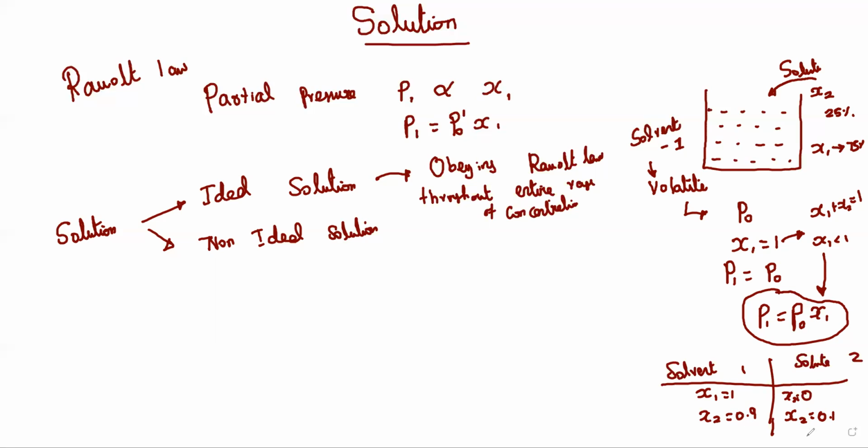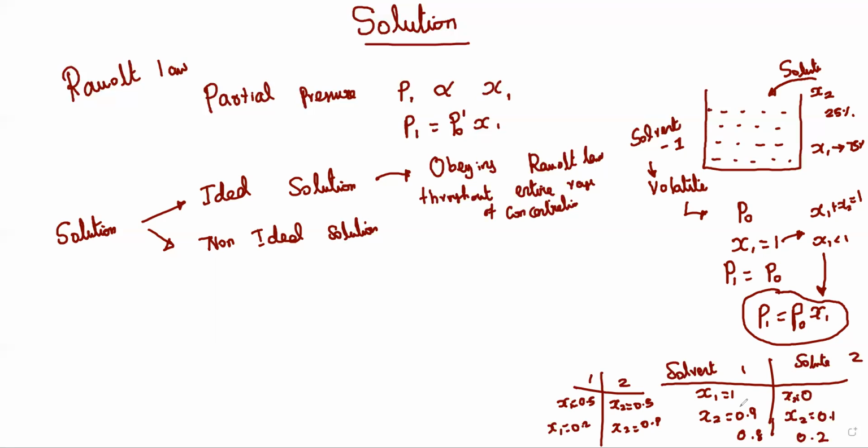Then if you add further solute, for example 0.2, that is 20%, X1 will become 0.8. If we add X2 as 0.5, 50% solute means automatically the solvent will become 50%. If you add solute as 0.8, then the solute will become the solvent, and the original solvent will become the solute at 0.2. So these are the different ranges of concentration.